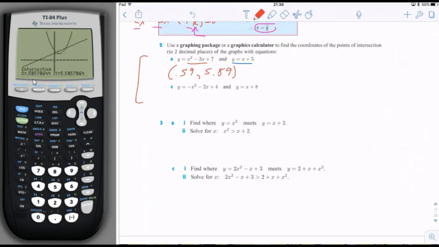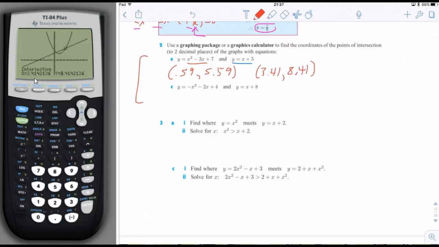Okay. And then the other intersection, we're going to repeat it, second calc intersect. And then first curve, yes. Second curve, yes. And then it says, what's your guess? We're going to put the cursor close to this point. So that's pretty close. And then we hit enter. And it's going to be 3.41 and 8.41. So we have found the 2 points we've been looking for that are the points of intersection for the red parabola and the blue line.